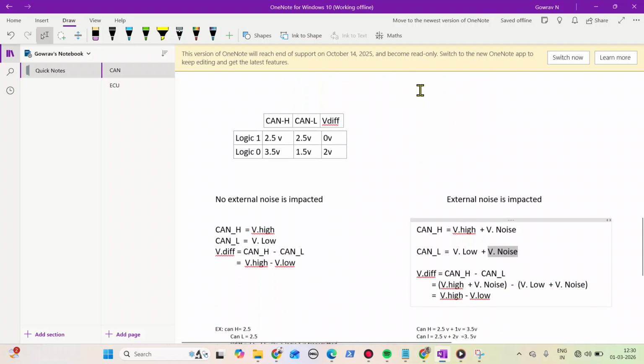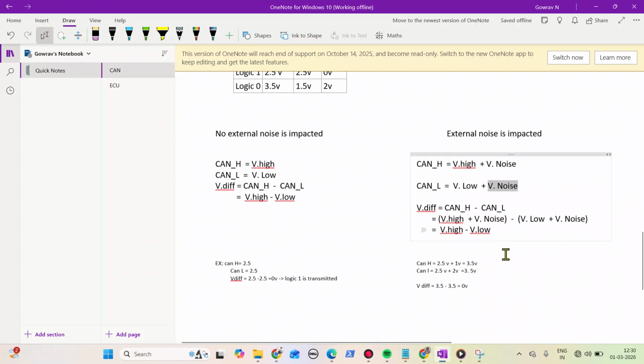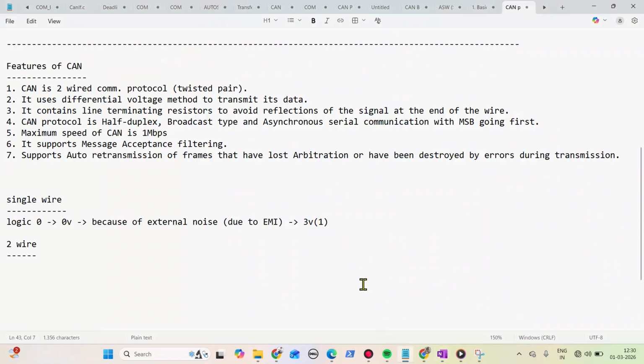Because of the twisted pairs, this noise voltage will be the same, and because of this differential method, whatever noise gets induced will not impact your voltages, because we are using the difference here. I hope you got it. That is the purpose of using differential voltage.